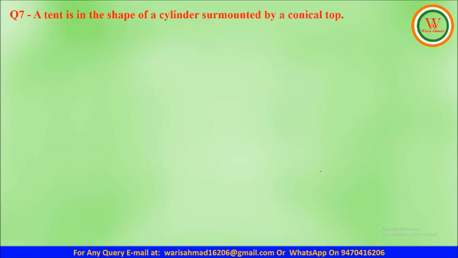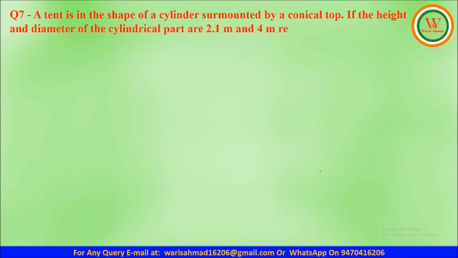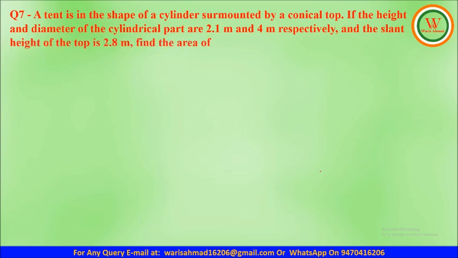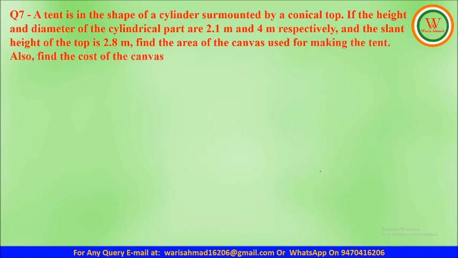Now let us have question number 7. A tent is in the shape of a cylinder surmounted by a conical top. If the height and diameter of the cylindrical part are 2.1 meter and 4 meter respectively, and the slant height of the top is 2.8 meter, find the area of the canvas used for making the tent. Second question, also find the cost of the canvas of the tent at the rate of rupees 500 per meter square.